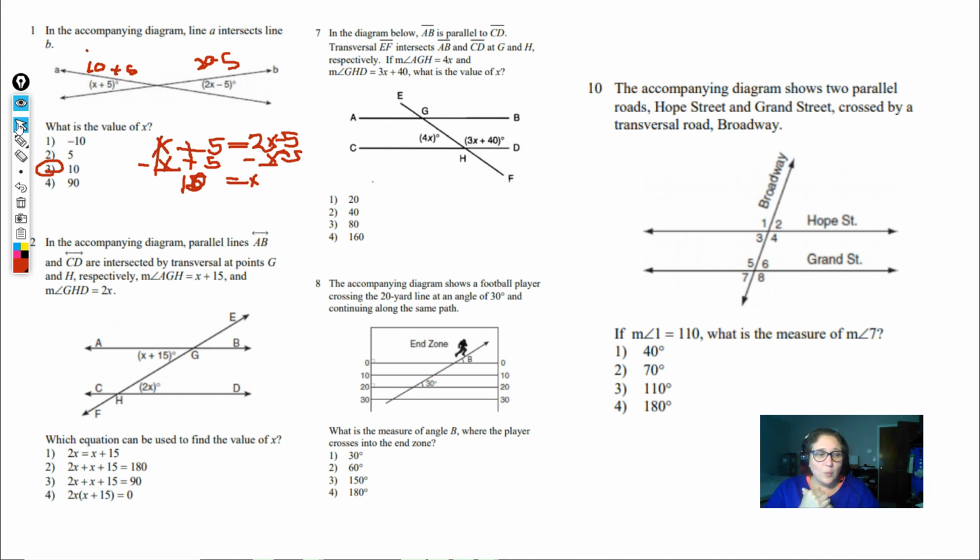Okay, so what type of angles, looking at question number 2, I think we're probably going to be on to like 6:30 maybe.